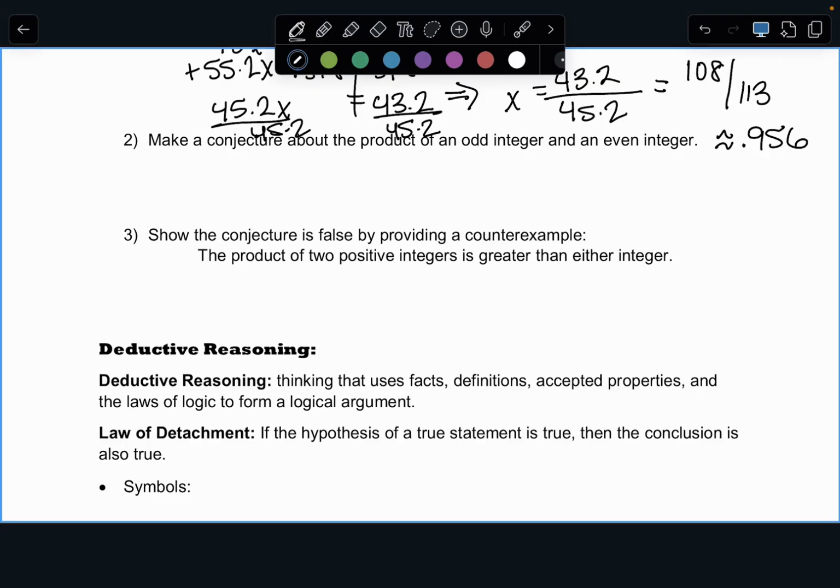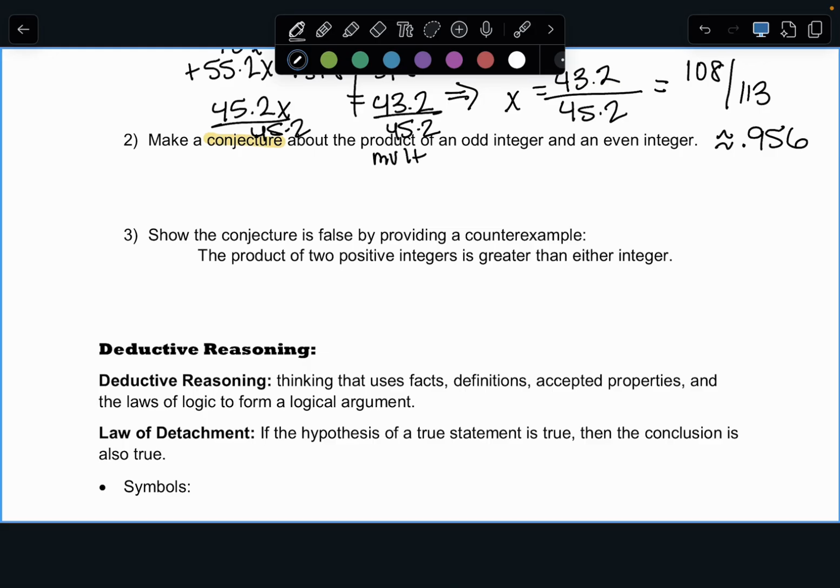Okay. So this first one says make a conjecture, meaning make an educated guess about the product. What is product? The end goal: addition, subtraction, multiplication, or division? Multiplication. Okay. So we're multiplying an odd and an even number, and we're making a conjecture about the result.